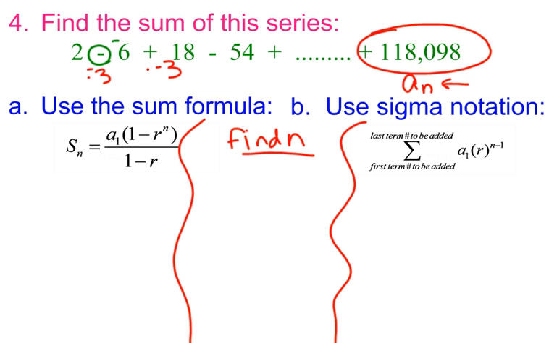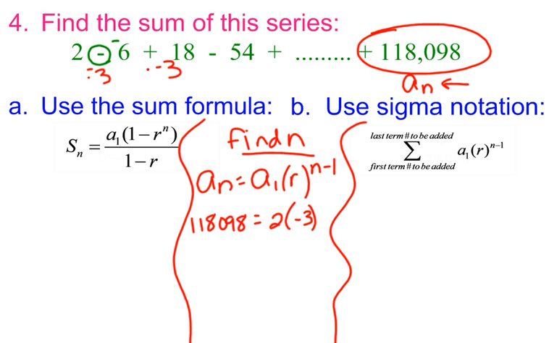In order to find n, I use this formula here for geometric. We did that yesterday. So I know the value of my nth term is 118,098. I know A1 is 2. I know my common ratio is negative 3. And I don't know n. So here I'm going to divide both sides by 2. And I would get 59,045 equals negative 3 to the n minus 1.